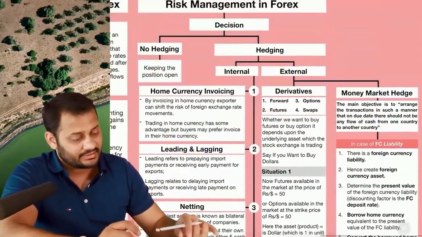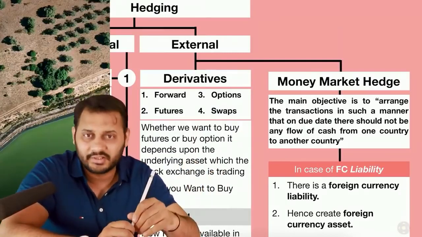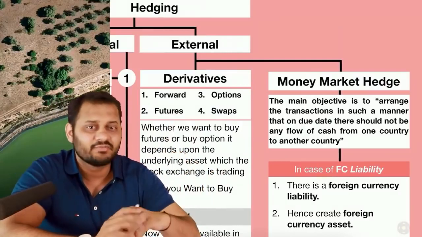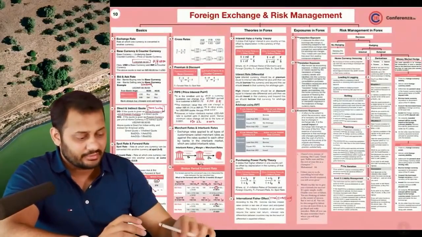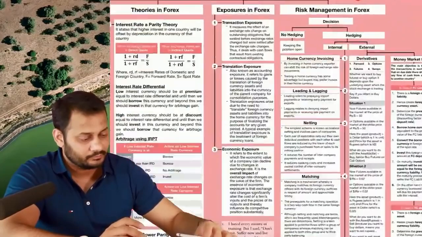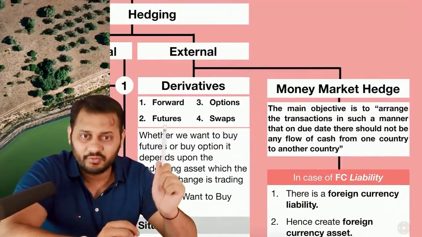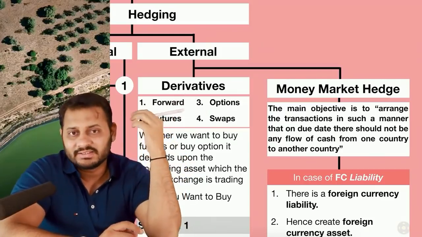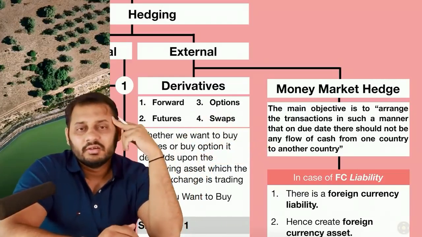Then comes the external hedging. External hedging has two parts: derivatives and money market hedge. Let's first talk about derivatives. Forward contract is the simplest form in external hedging. In derivatives, you take a forward contract and then honor the contract at due date. So if you are agreeing to sell or buy the foreign currency at 50 rupees, you do the transaction at maturity and the hedging is done.